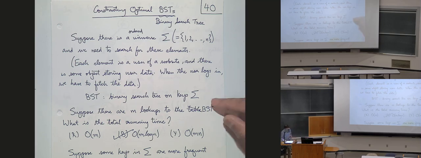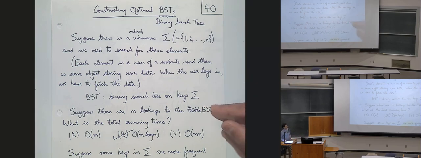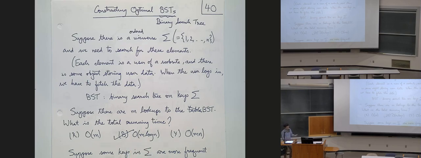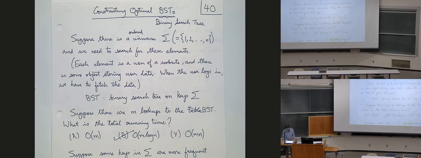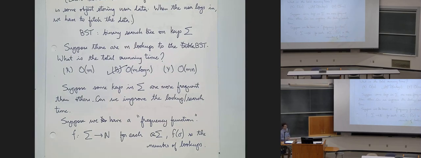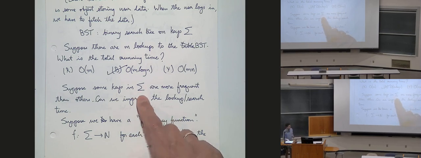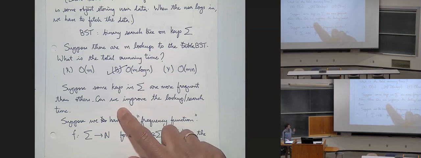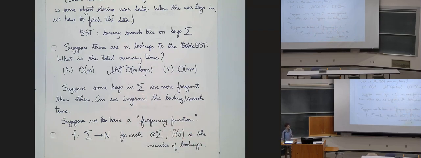Okay, so if you have this binary search tree and then you have multiple lookups, then the running time is m log n. So m is the number of lookups, n is the size of the universe. This is sort of a standard fact with a balanced binary search tree. Now, what happens in practice is, you just build a balanced binary search tree, and that's it, but some keys are more frequent than others. So can you improve the lookup time given that fact?